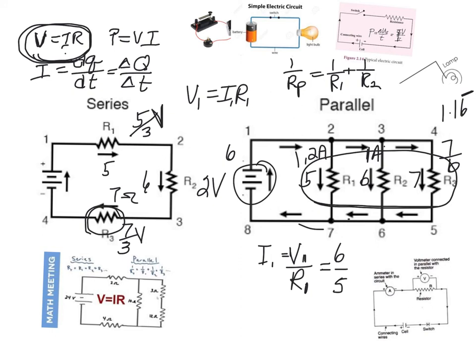So anyway, if you add 1/5 plus 1/6 plus 1/7, and then you invert it, you get that the total equivalent resistance of a 5, 6, and a 7 in parallel is equal to 1.9626, etc. So pretty close to 2, about 1.96 ohms.